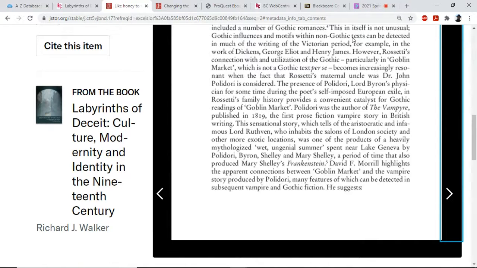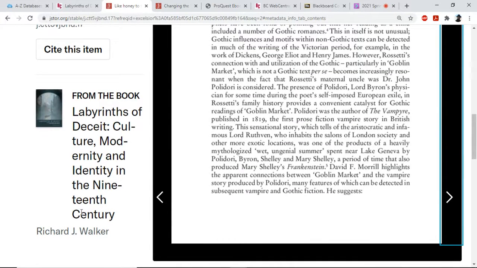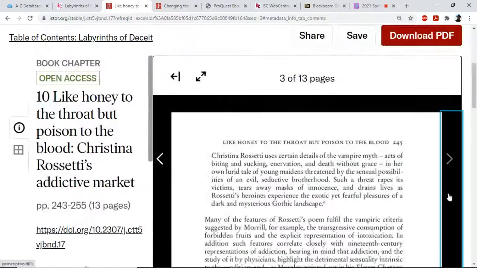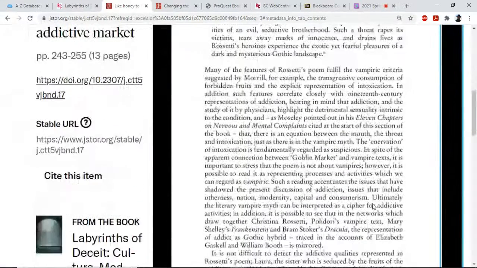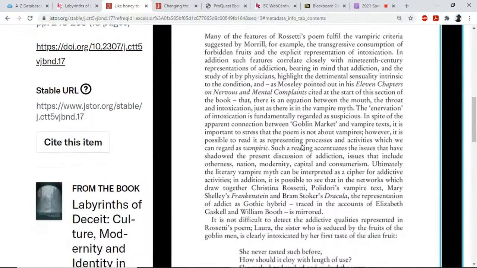All right, so it's comparing, from this, we can kind of skim this, see that Richard J. Walker is comparing Goblin Market to, it seems to be primarily vampire stories, looks like the Victorian vampire traditions. Okay, here we go again. It's reading it as a kind of vampire story in a way.